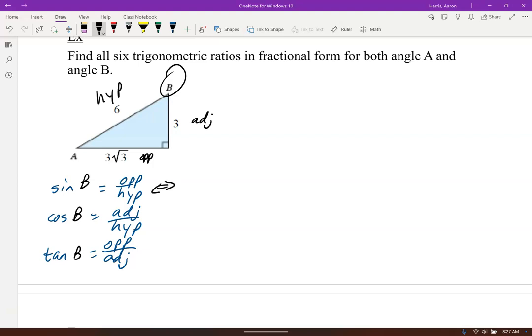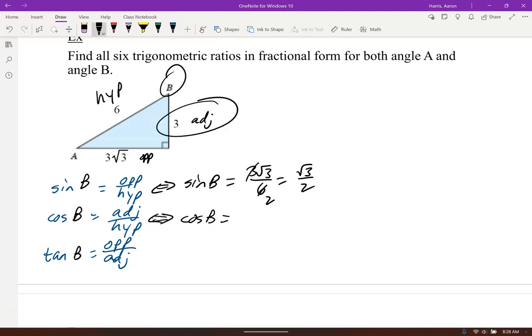So the sine of angle B would be opposite over hypotenuse. So 3 root 3 over 6. Well, 3/6 is 1/2. So I got √3 over 2. And there's the sine of B. Cosine of B would be adjacent over hypotenuse. I have 3/6 or 1/2.